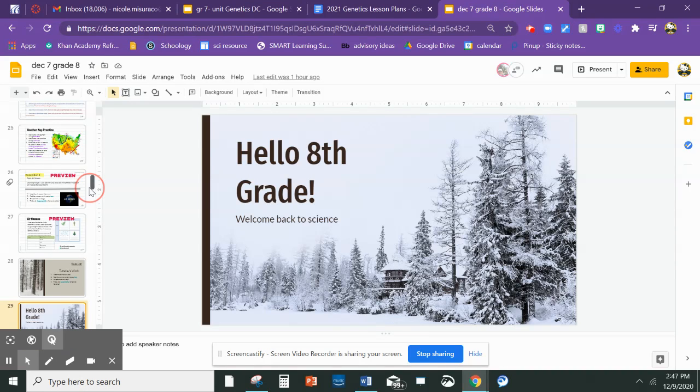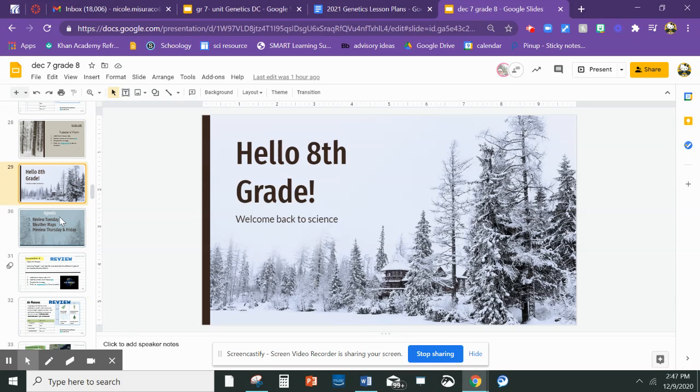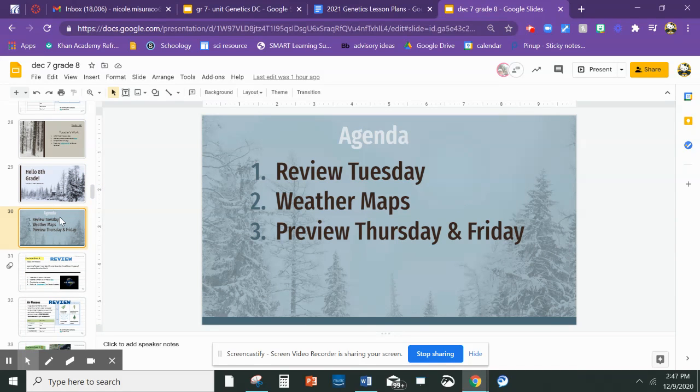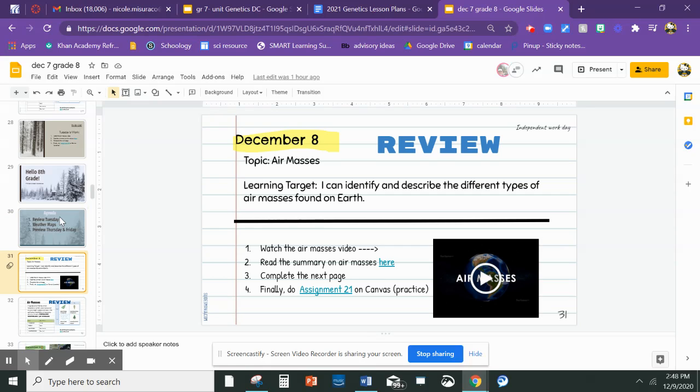Wednesday is a live on Zoom day, and our agenda looks like this. We'll go over Tuesday. Wednesday's topic is weather maps, and then I will preview Thursday and Friday the 10th and 11th's work. So on Tuesday, you looked at air masses.